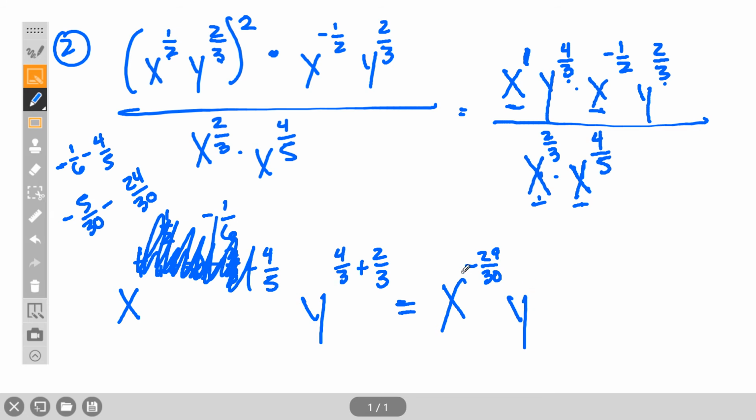For the y's, I have 4/3 plus 2/3, which is 6/3. And so this combines to make 6/3. And 6/3 is just 2. So that's just y squared.